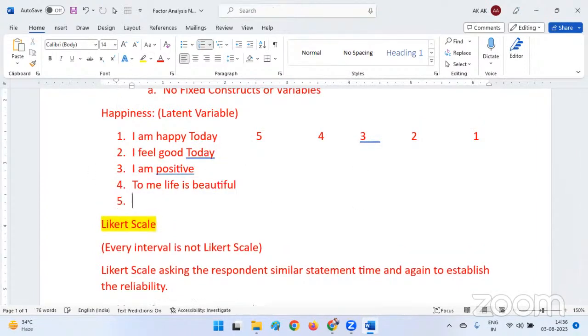If I write here, I have a lot of money, right? So this statement may not correlate with the other 4 statements. Money is a different thing. Happiness may be a different thing. One may have a lot of money, but one may not be happy. I have seen a lot of people who have a lot of money, but they're not happy. So probably this statement will be an odd one out, or it will not be correlated highly with the other statements.